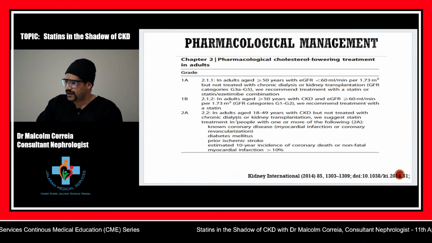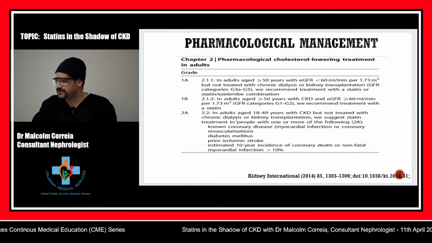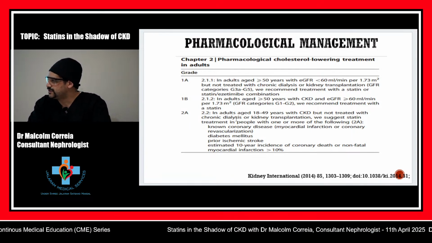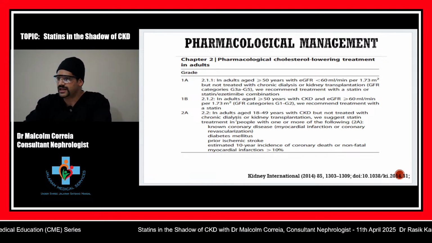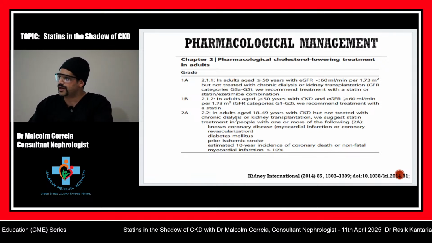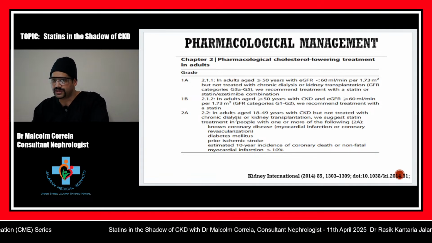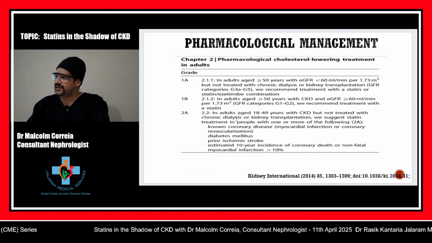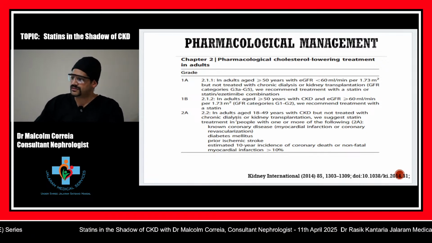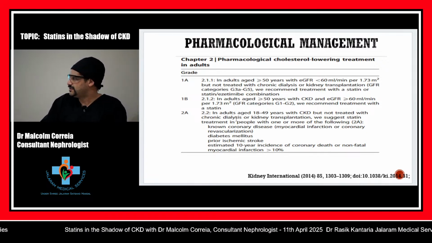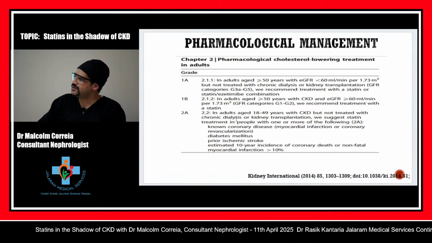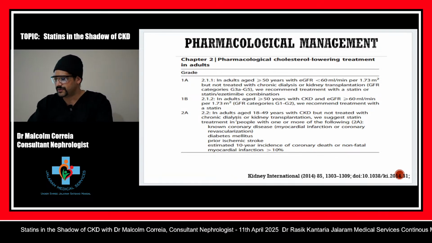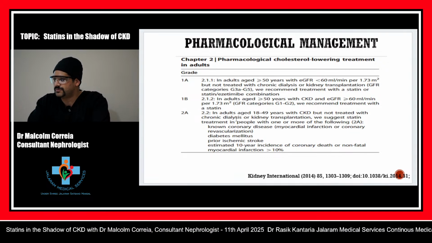And this is the KDIGO guideline based on how we will actually give statins in these patients. The main thing to worry about is that age 50 is where you would look at giving a statin to all your patients. So if they're above the age of 50 with a GFR above 60, then you just start them on a statin. If the GFR is below 60, then you start with ezetimibe, which means you're just adding double therapy to the statin.